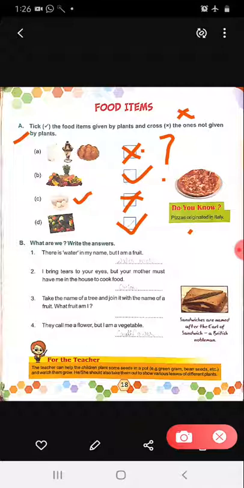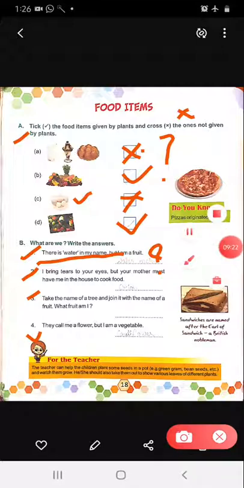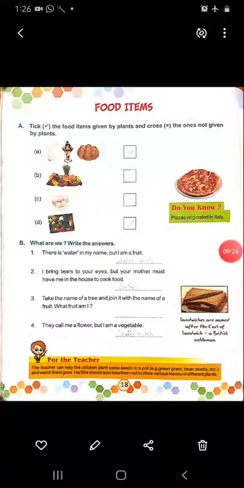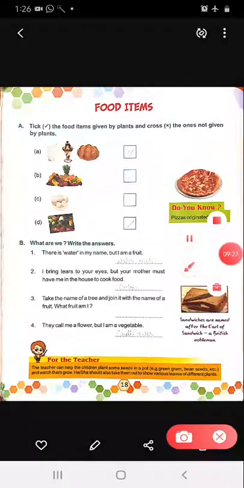So come next, what are we? Write the answer. Okay, here are four questions. Here are clues regarding these questions, and you have to find the name of that. Okay, so we start, we complete this chapter. So the first one is, there is water in my name but I am a fruit.